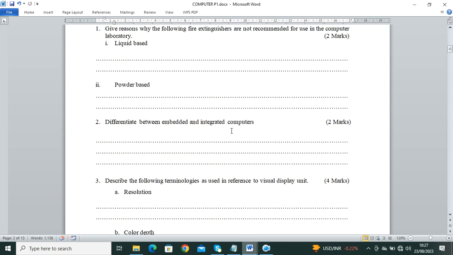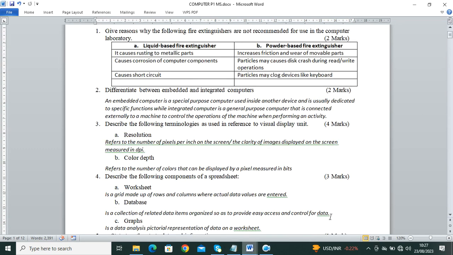Guys, the next question is differentiate between embedded and integrated computers. Still, this one is Form 1 first topic. So guys, what is the difference between embedded and integrated computers? As the examiner writes here, an embedded computer is a special purpose computer used inside another device and is usually dedicated to specific functions, while an integrated computer is a general purpose computer that is connected externally to a machine to control the operations of the machine when performing an activity.